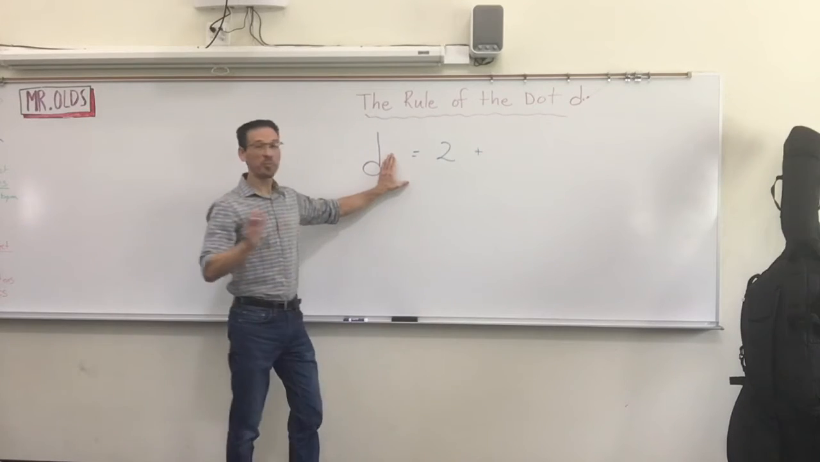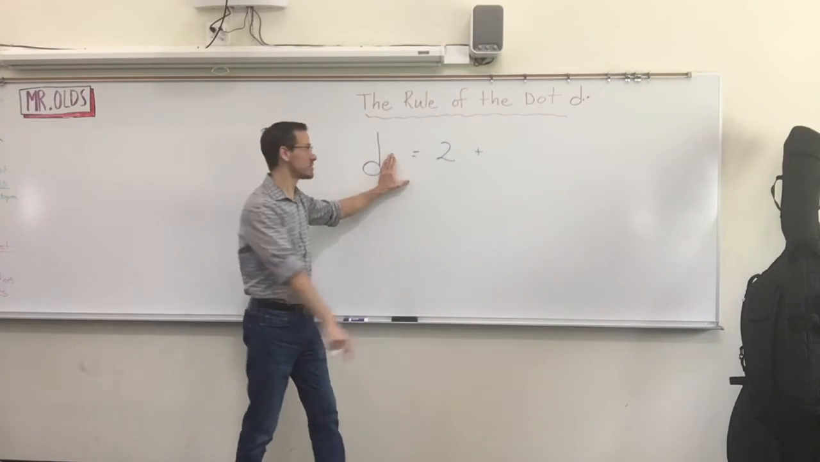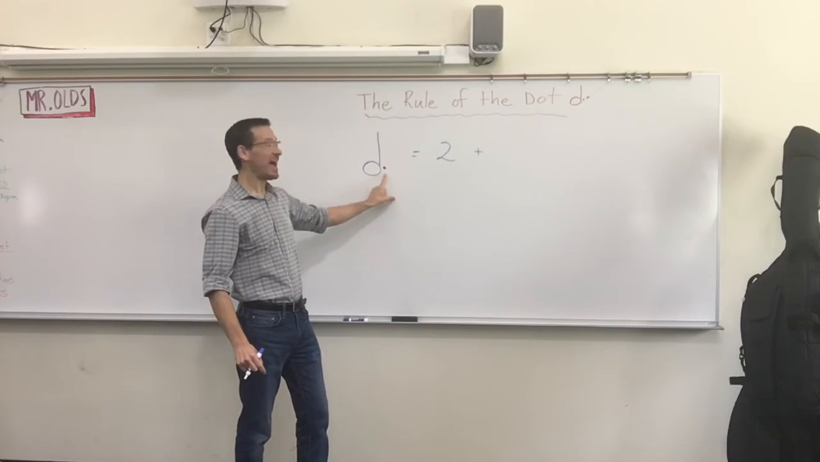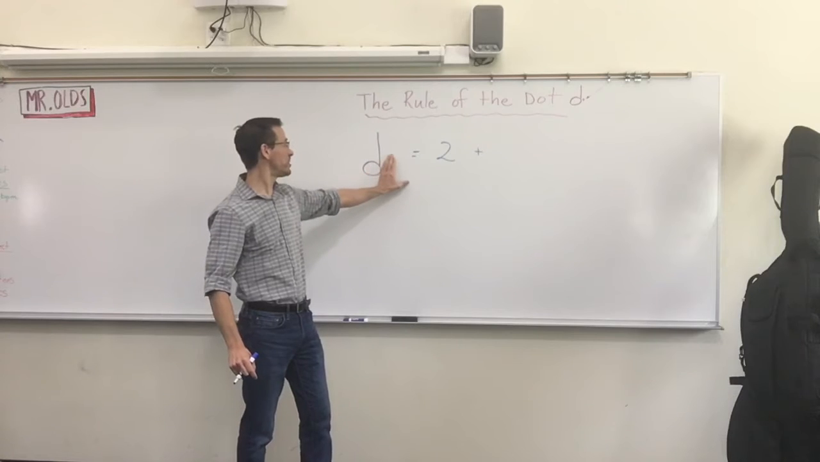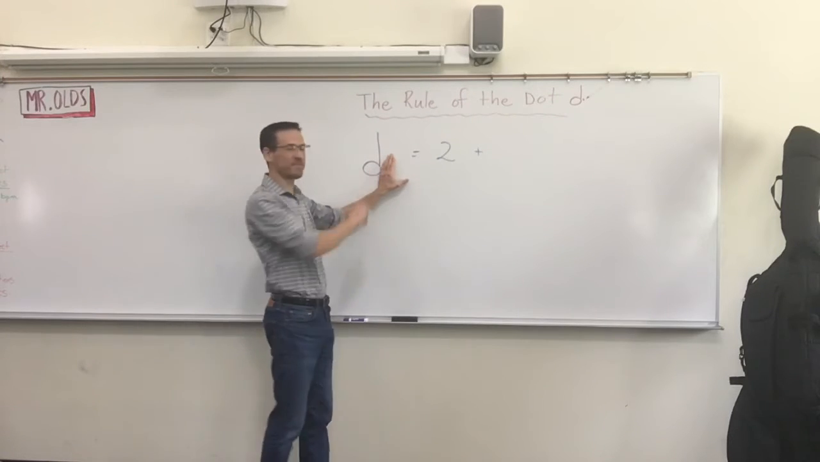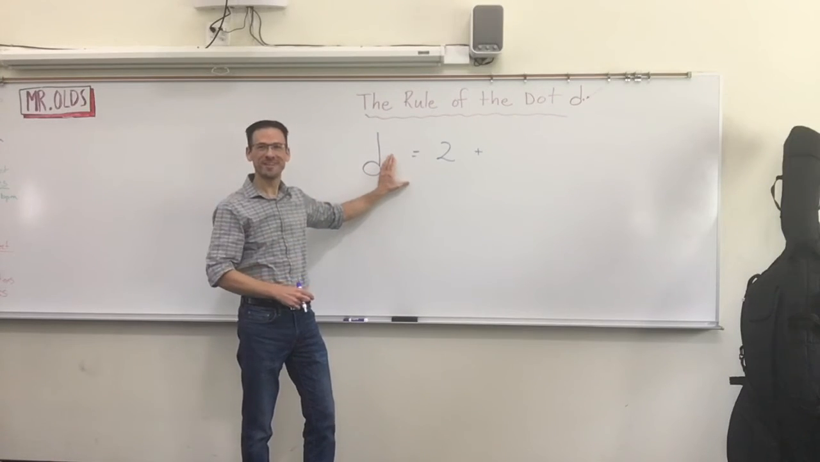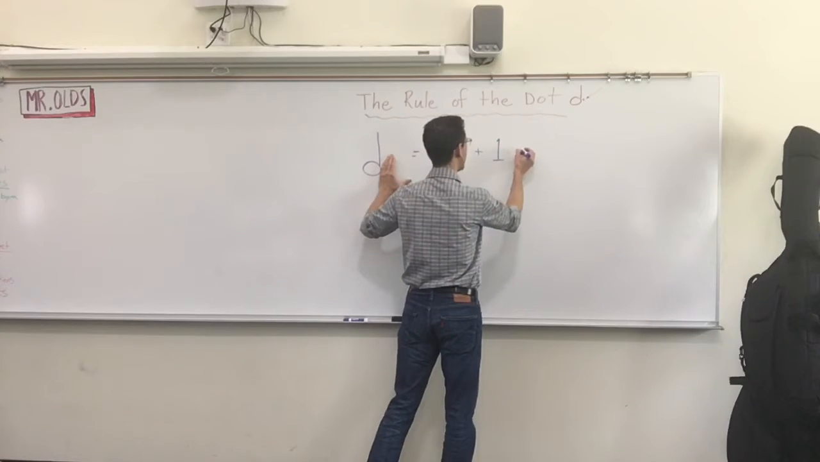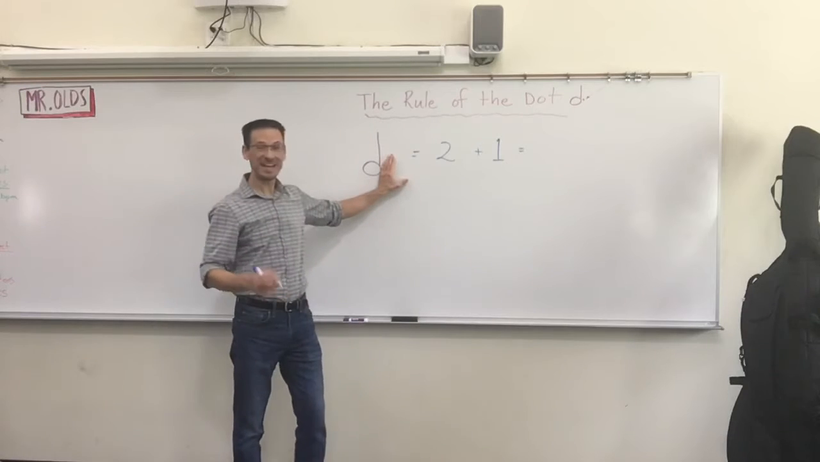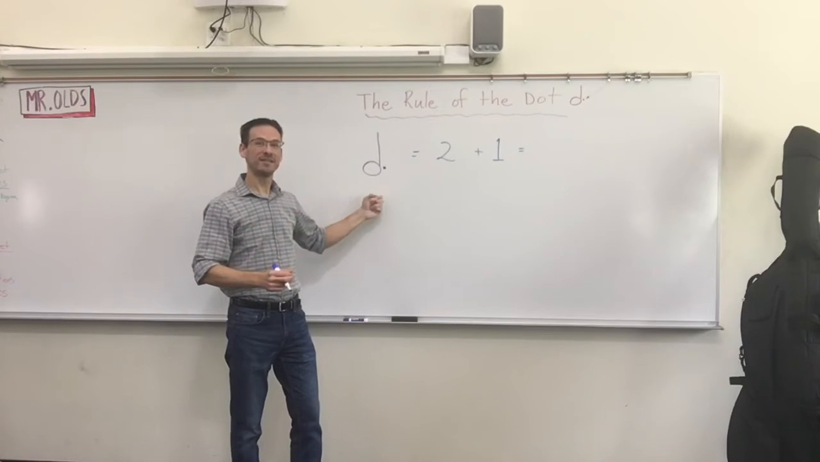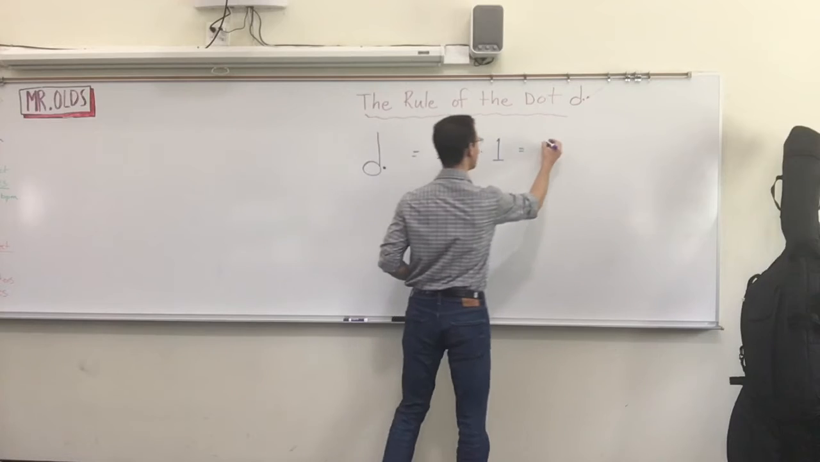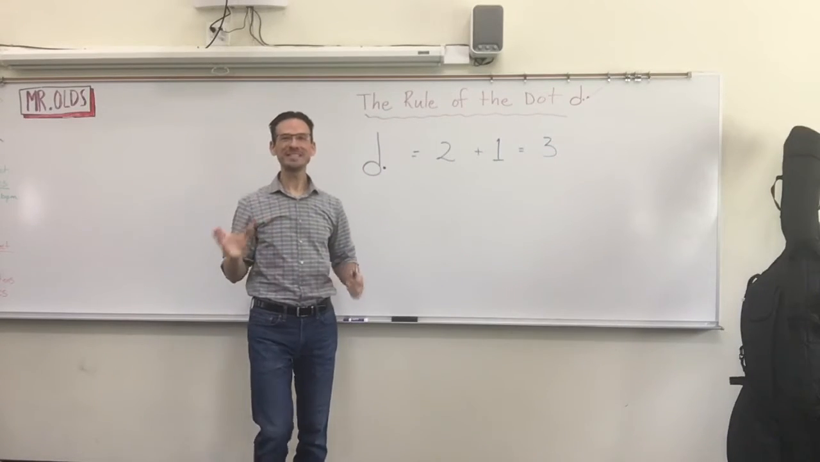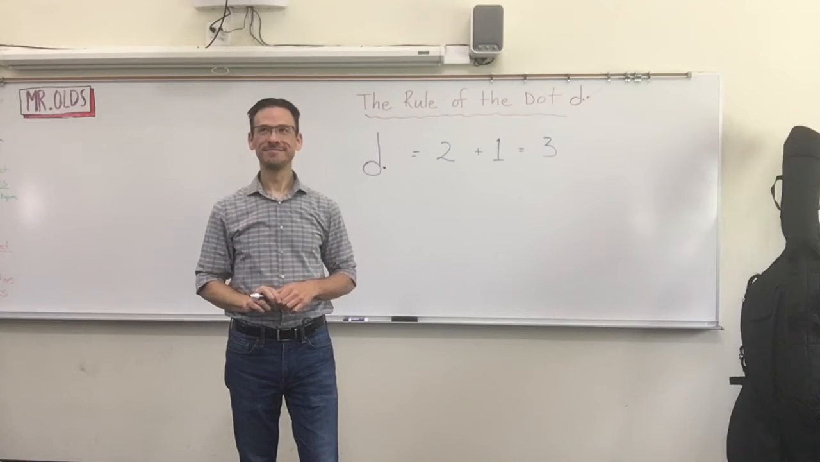Now, our book says we're adding something, so we're going to put a little plus sign there. Now, a dot adds half of that original note's value. So what's half of a half note? What's half of 2? It's 1. And it adds, so 2 plus 1 is going to be 3. So a dotted half note will always get 3 beats.